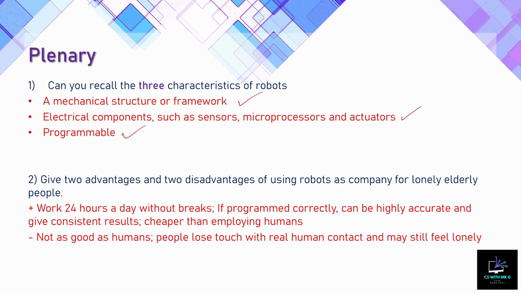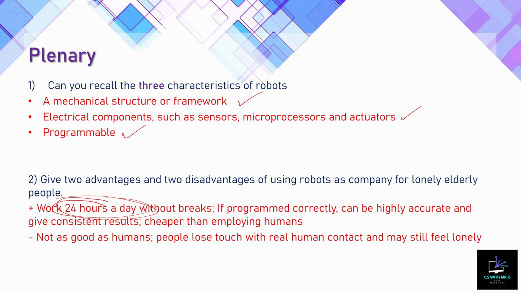And the advantages, what we can say is that they can work 24 hours a day without any breaks. So they could work at any time of the day for the elderly people. We can talk about the cost of them, be cheaper than employing humans. And if they are programmed correctly and they do the job well, they could do this job consistently and again doing it for 24 hours a day like we just mentioned.